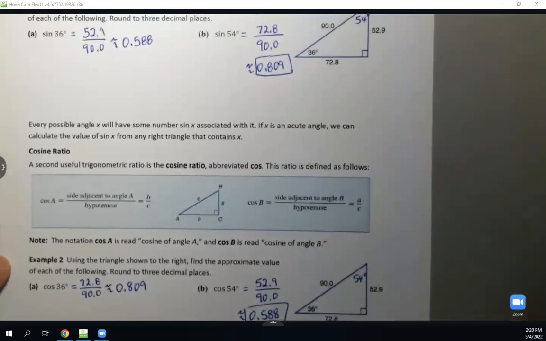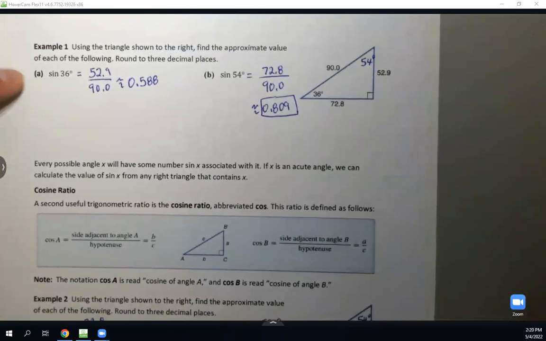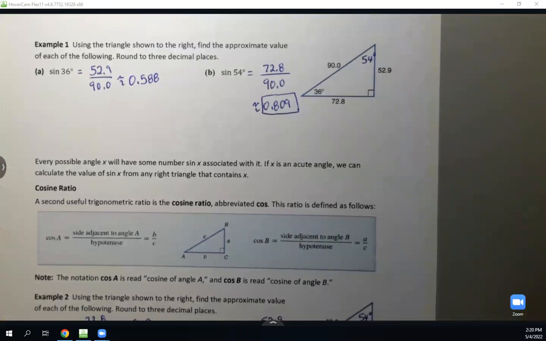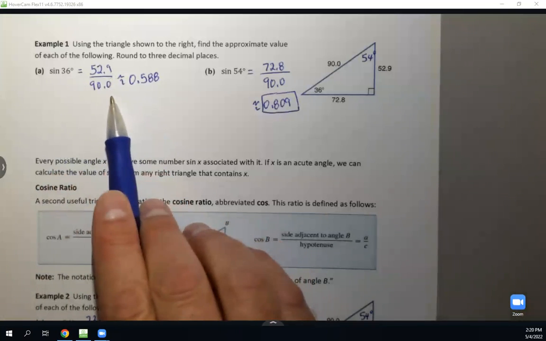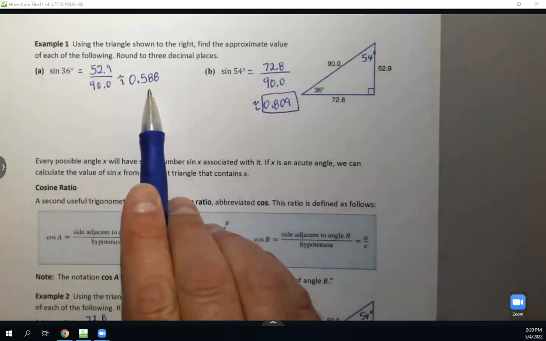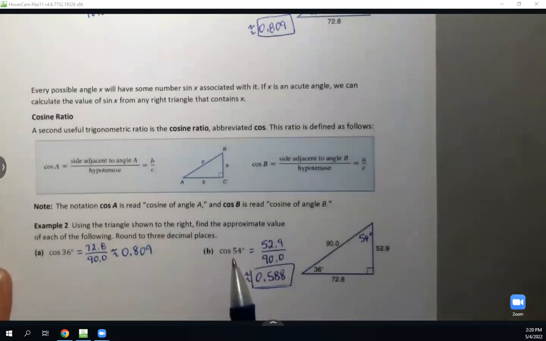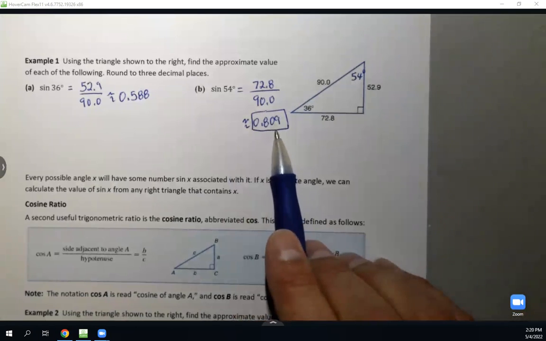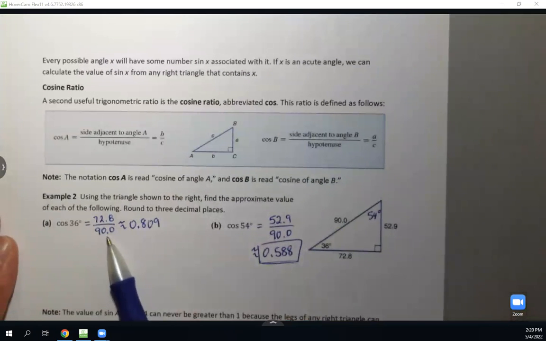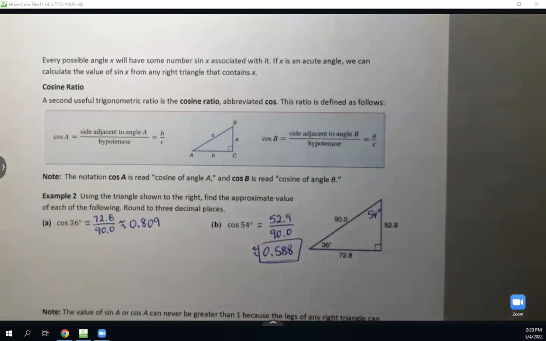I do want to point out something. We have defined the sine and the cosine. Now, you don't really have to remember this, but when I found the sine of 36, it was 52.9 over 90, or 0.588. When I found the cosine of 54, it was the same thing. When I found the sine of 54 degrees, it was 0.809. When I found the cosine of 36 degrees, it was the same thing. That always will work that way as long as we have acute angles.